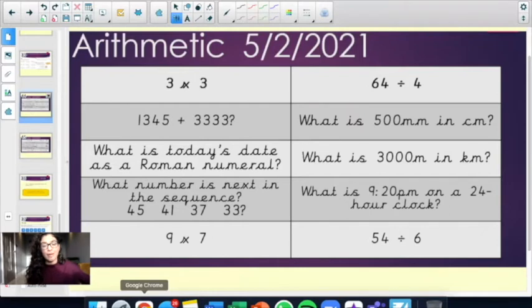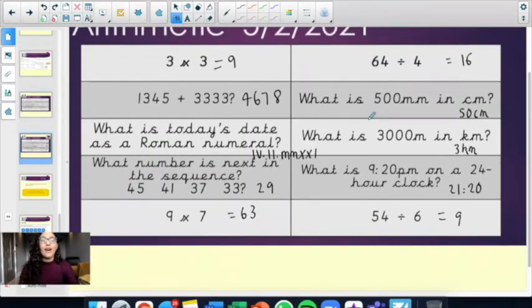64 divided by 4. What is 500 millimeters in centimeters? What is 3,000 meters in kilometers? What is 9:20 p.m. on a 24-hour clock? 54 divided by 6.